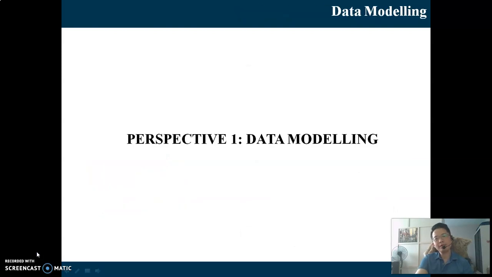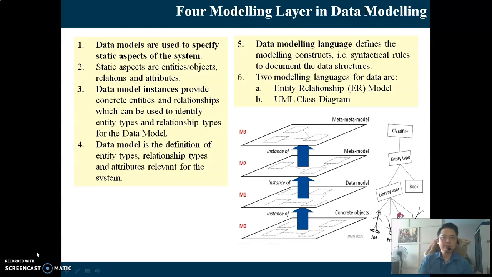The data modeling language covers the data perspective of solution-oriented requirements. Data models specify the structure, the static aspects of the system. The structure includes the entities, the classes, the objects, the relationships between these entities, i.e. relationships between classes, relationships between objects, and the attributes of the classes that these objects belong to. Recall object-oriented design. Data model instances, i.e. objects, provide concrete entities and relationships which can be used to identify entity types and relationship types for the data model.